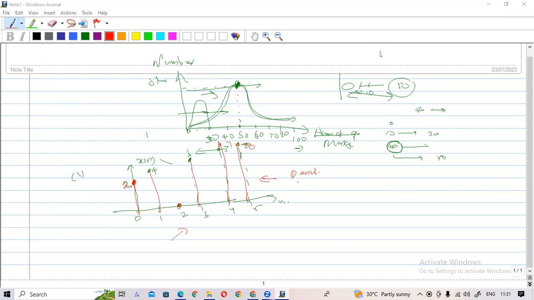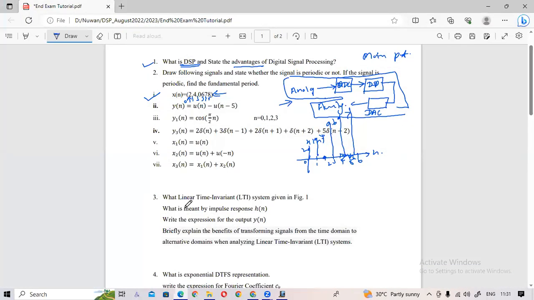It is a non-periodic signal. So the first one is not periodic. Now if you consider this next one, you should be able to draw this kind of signal. Please understand how to draw this signal first. So this is y[n] equal to u[n] minus u[n minus 5].